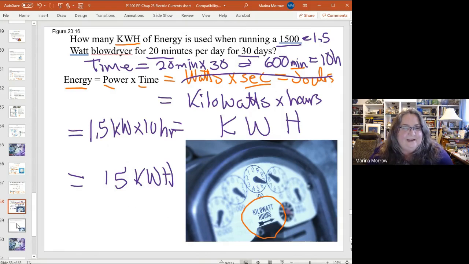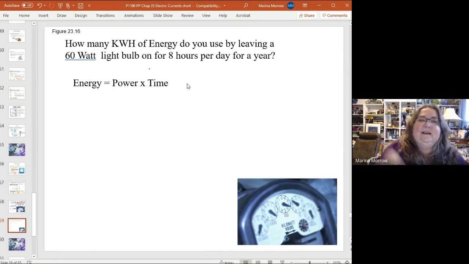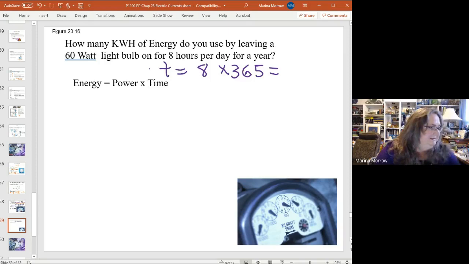Let's do one more, taking a slightly different approach to it. How many kilowatt hours of energy do you use by leaving a 60 watt light bulb on for 8 hours per day for a year? Okay, basically the same thing. We need to figure out the time. And in this case, the time is going to be 8 hours per day times 365 days in a year. And so 8 times 365 is 2,920.